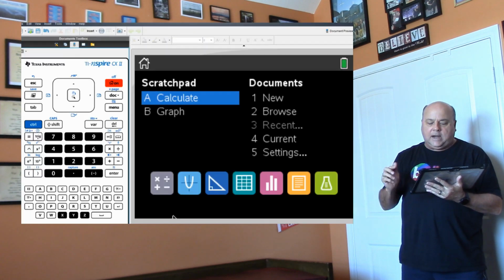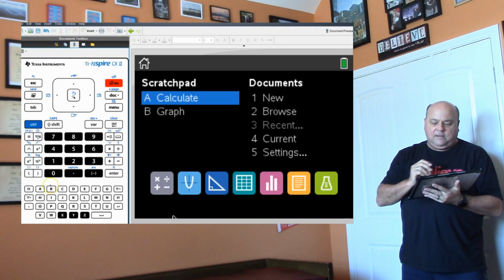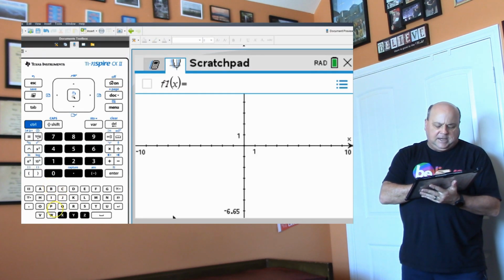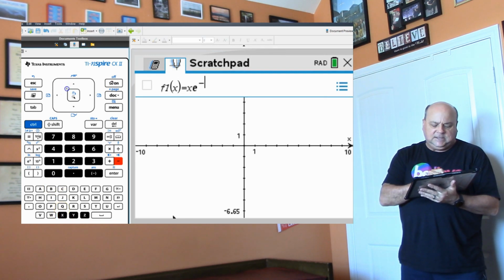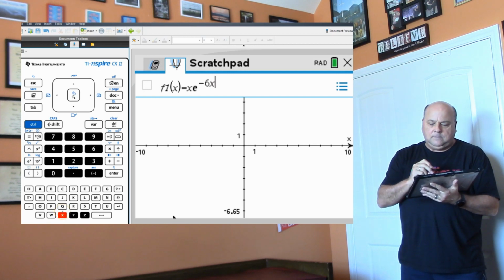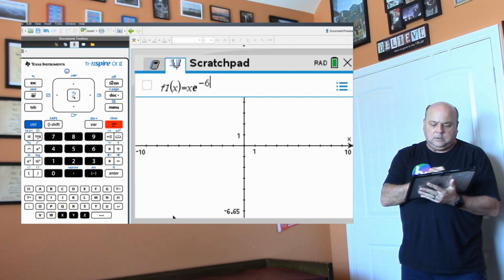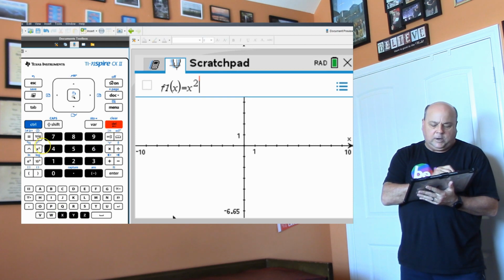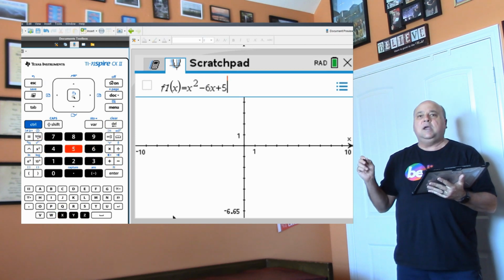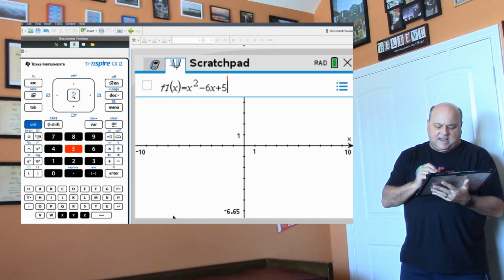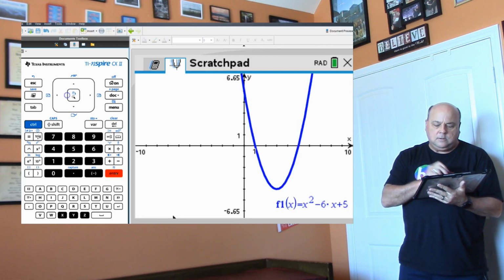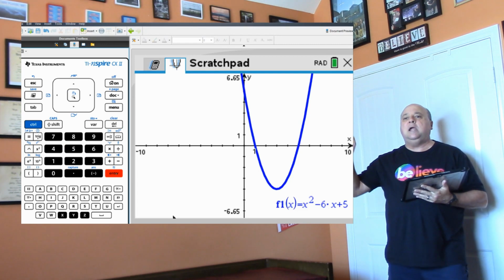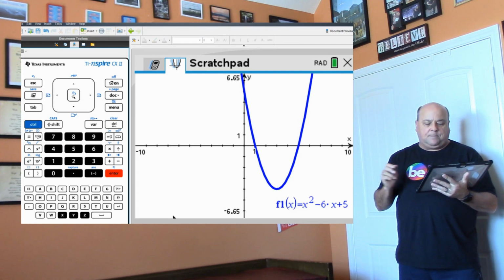So we're going to go to our calculator. We're going to go to graph. And we're going to type in x squared minus 6x plus 5. Okay, so we have x squared minus 6x plus 5 in. Hit enter. And we have our parabola, and we want to get to the bottom of that parabola, don't we?